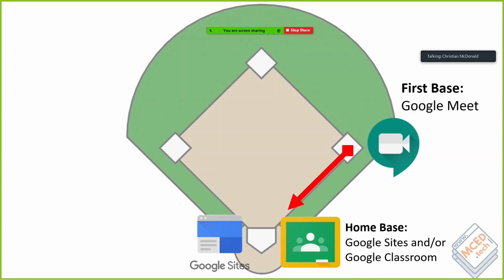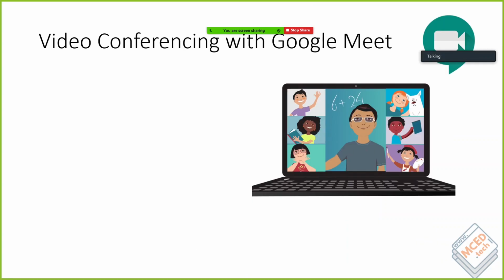I've defined 3 bases to kind of build on this analogy of a baseball field, and the first base is Google Meet. Google Meet is Google's video conferencing solution that you might have used. I know that Zoom got a lot of initial publicity in the space when COVID first started to really ramp up in late March, early April.